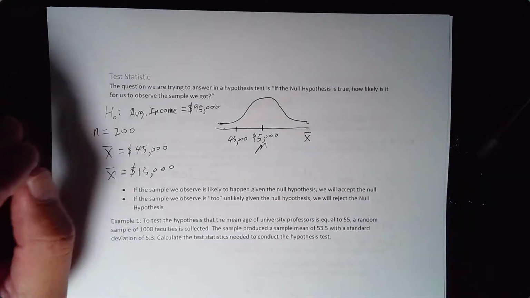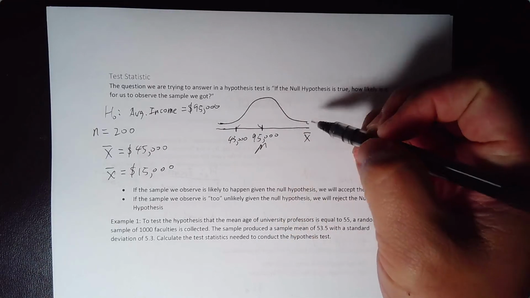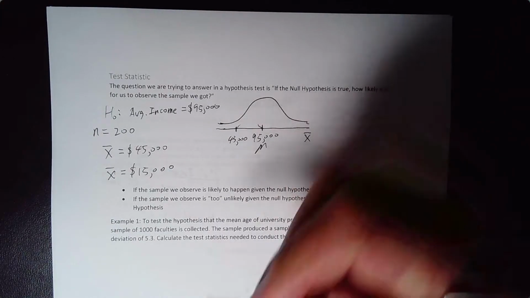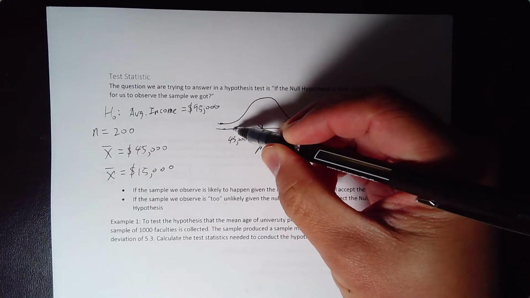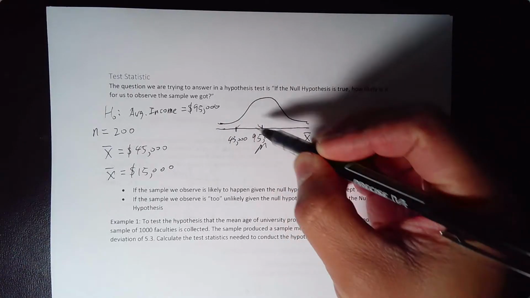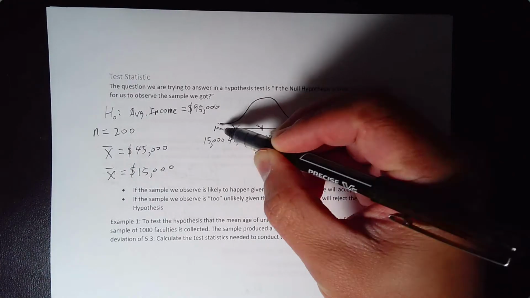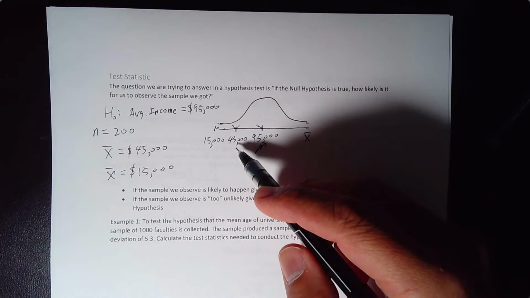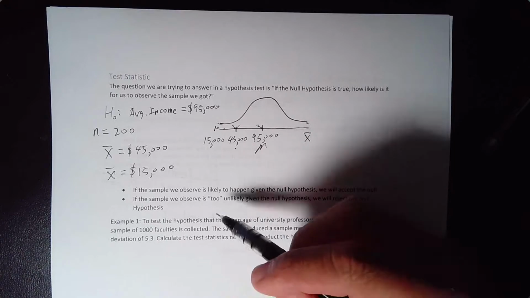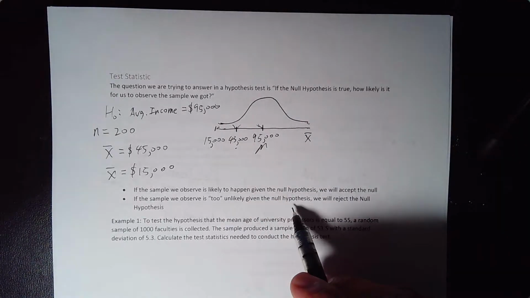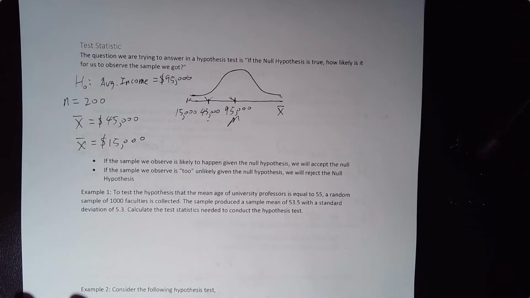Now the question is, how far is this? I don't mean how far in dollar terms. What I mean is how far in terms of standard deviation. How many standard deviations away is $45,000 or maybe even $15,000? This gives us an idea of how likely I am to observe these observations given that the truth is $95,000. If it's too unlikely given the null hypothesis, then we will reject the null hypothesis. That is essentially the basis of hypothesis testing.